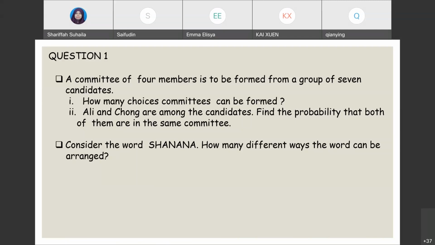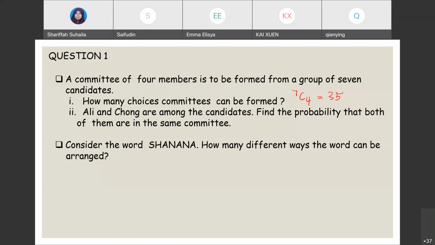Okay, so we look at the first question. A committee of 4 members is to be formed from a group of 7 candidates. The first one: how many different committees can be formed? This is direct, and your answer should be a combination problem. Since you have 7 candidates and you want to choose 4 members, you will have 7C4. So 7C4 is 35.